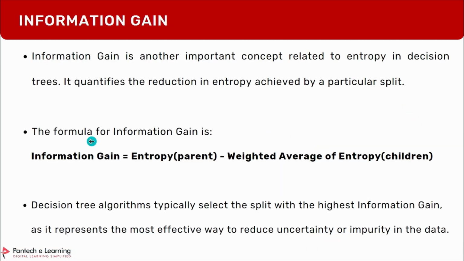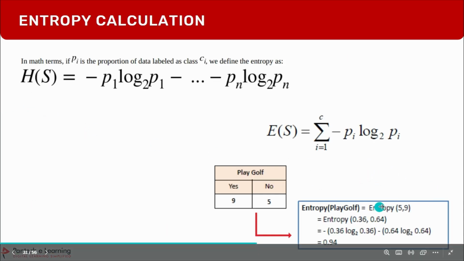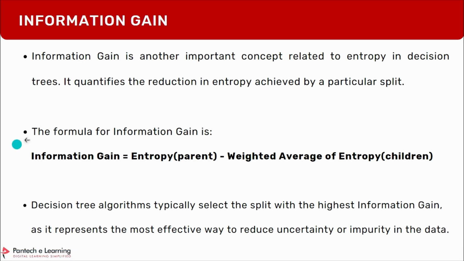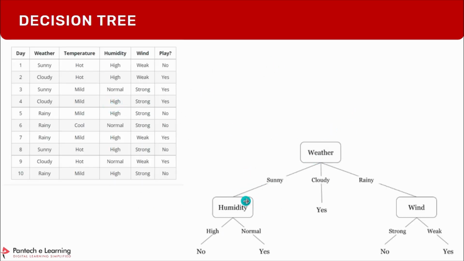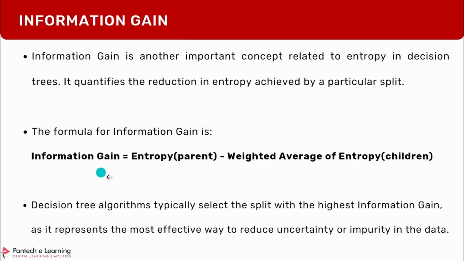So with this entropy value, we'll go to another formula, that is information gain. Please follow this. Now you know how to calculate entropy. After getting this entropy, we have a parent and children concept, a parent class and children columns. For every combination of parent and children, using the entropy of each, we will calculate an information gain. Information gain is another important concept related to entropy in decision trees, and it quantifies the reduction in entropy achieved by a particular split.